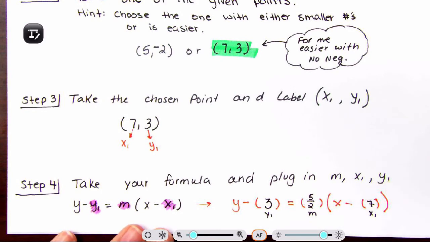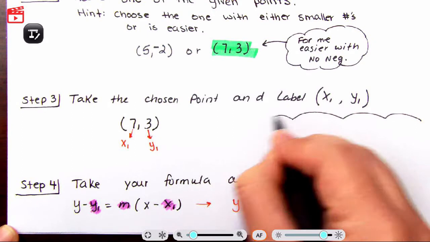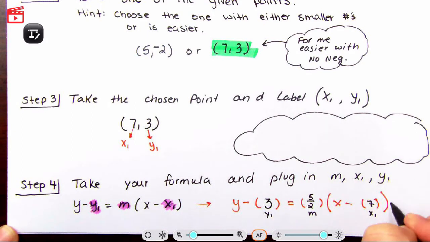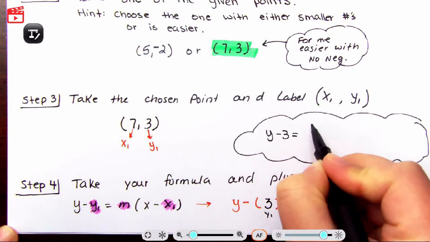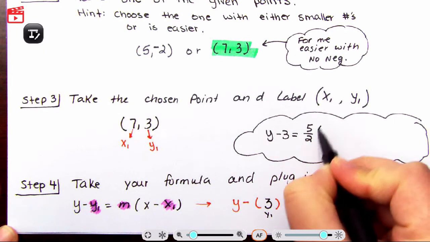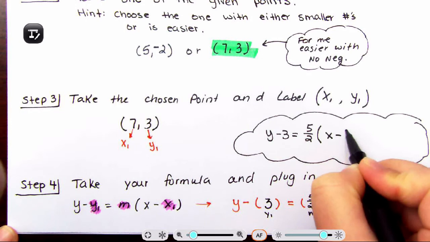That is our point slope form. I'm going to write it right over here in a thinking bubble. So my final answer is y minus 3 equals 5/2 times x minus 7.